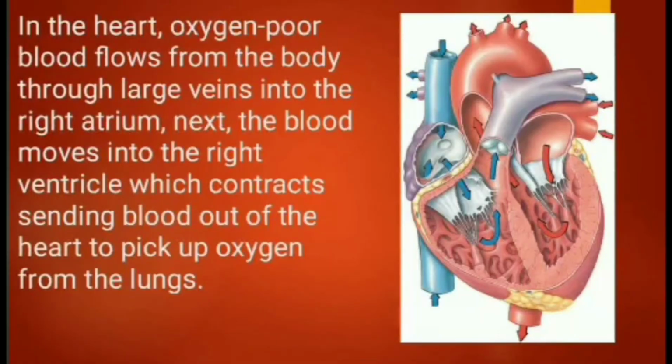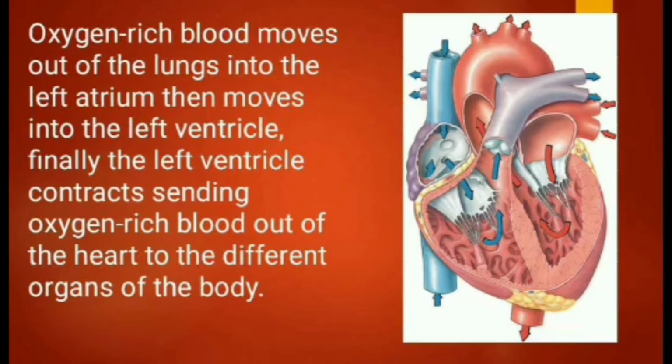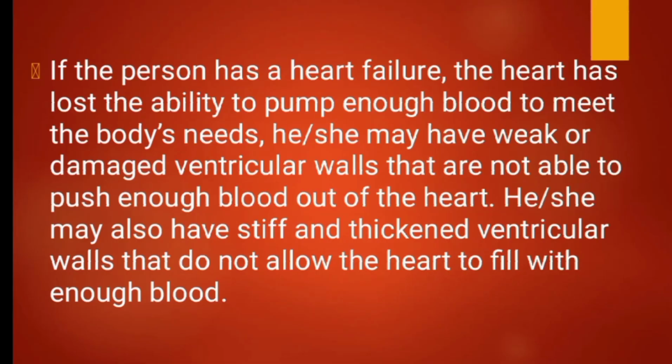In the heart, oxygen-poor blood flows from the body through large veins into the right atrium. Next, the blood moves into the right ventricle, which contracts, sending blood out of the heart to pick up oxygen from the lungs. Oxygen-rich blood moves out of the lungs into the left atrium, then moves into the left ventricle. Finally, the left ventricle contracts, sending oxygen-rich blood out of the heart to the different organs of the body.